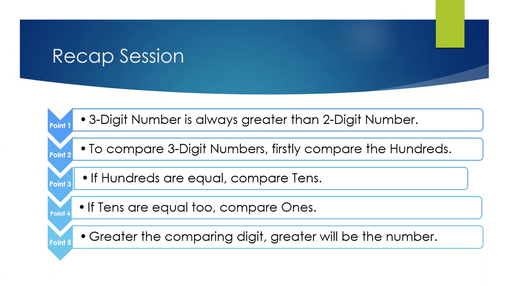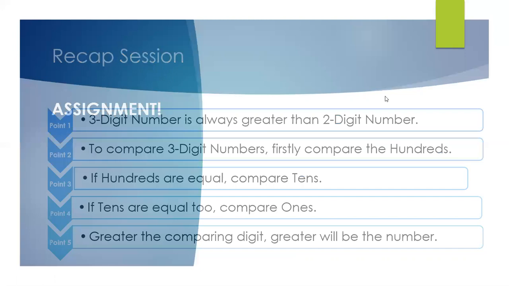So whenever we are comparing numbers of different digits, the number which comprises a greater number of digits is always greater. And when we are comparing two numbers of the same number of digits, then firstly we will compare the highest place value, then the smaller, and then the smallest. And if they are three-digit numbers, firstly we will compare hundreds, then tens, and at the end ones. And the greater the comparing digit, the greater will be the number. And this was all with today's lesson.